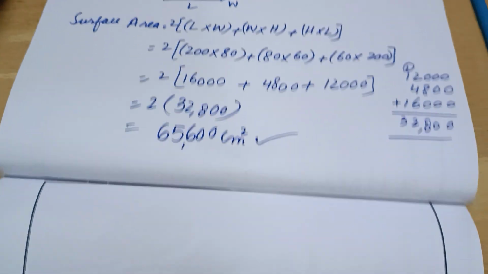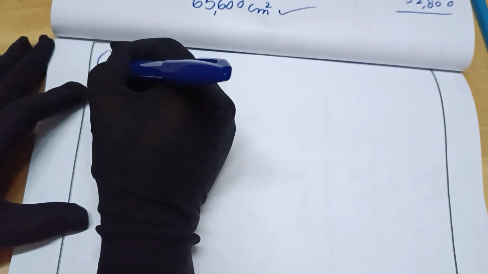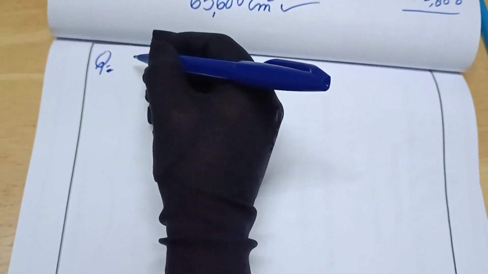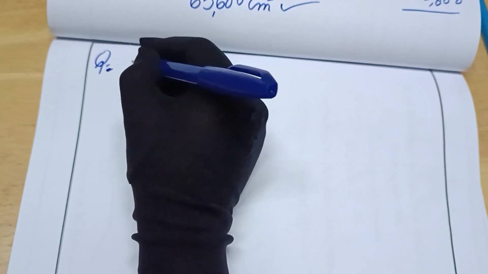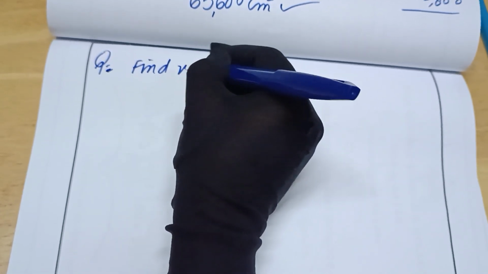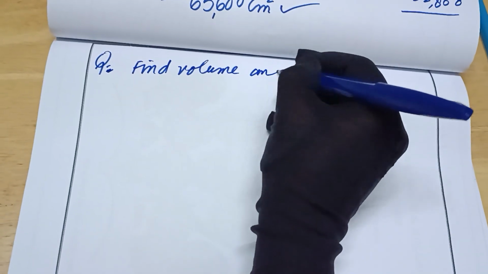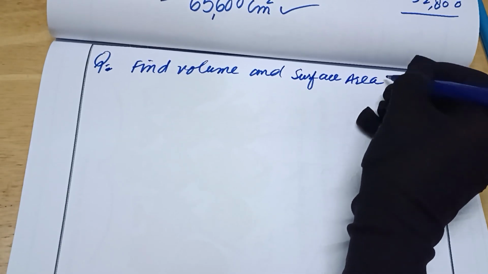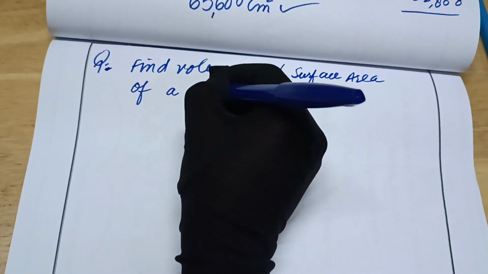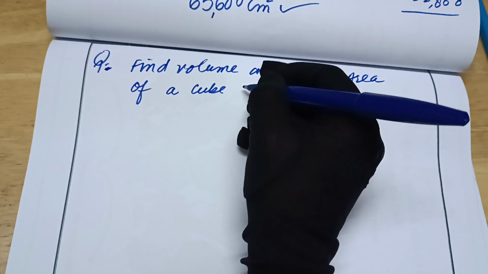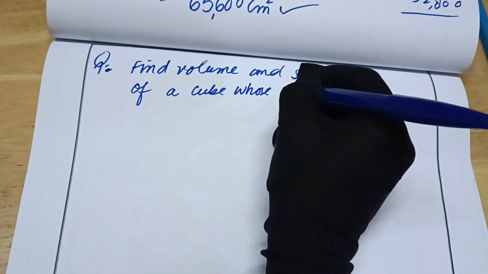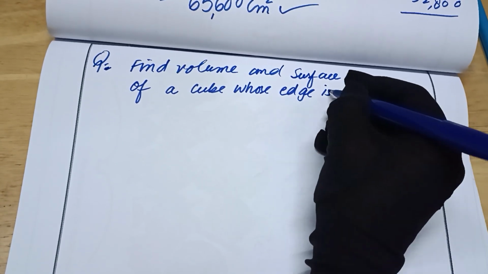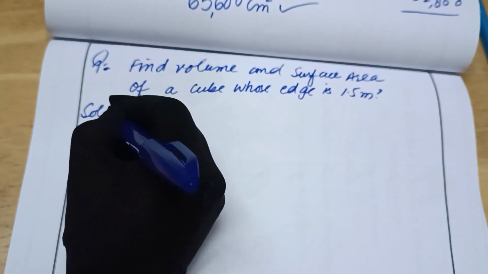Let's take the example for the cube. Next question, I just write down the value of one length of the cube. Find volume and surface area of a cube whose edge is 1.5 meter. Okay. Solution.